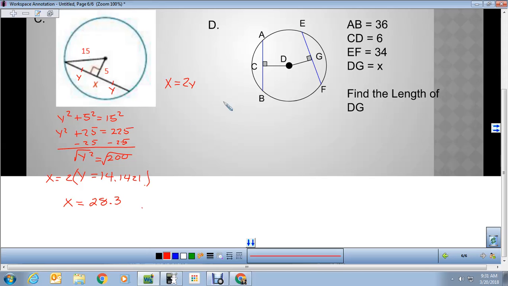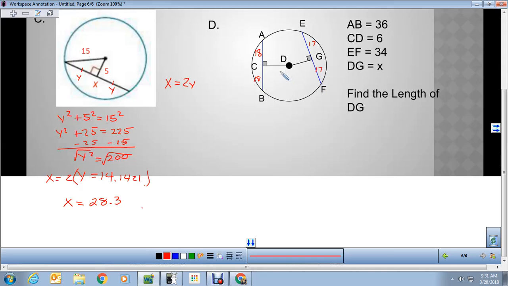So now let's take a look at the next problem. In this problem here, I'm going to go ahead and label everything I know. I know AB is 36. So if this is perpendicular, that means it's bisected, which means this is going to be 18, and this is going to be 18. EF is 34. This has been bisected as well. It's perpendicular, so it's bisected. So this is going to be 17, and this is going to be 17.